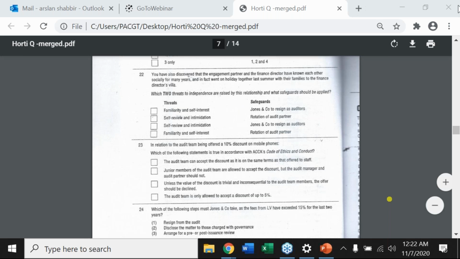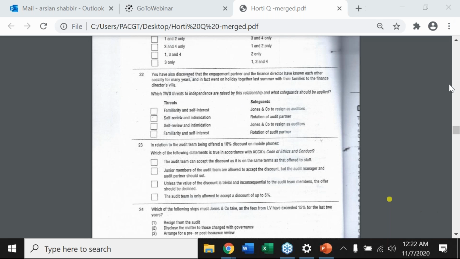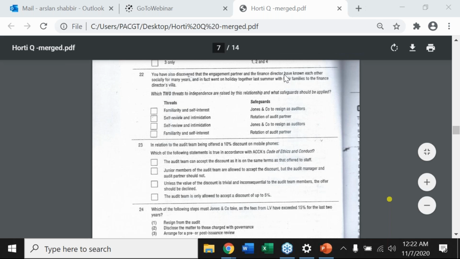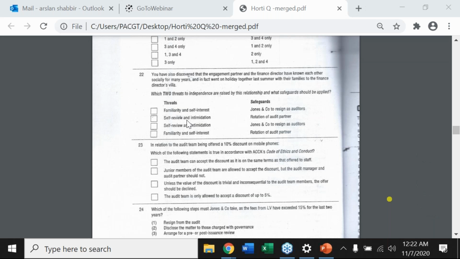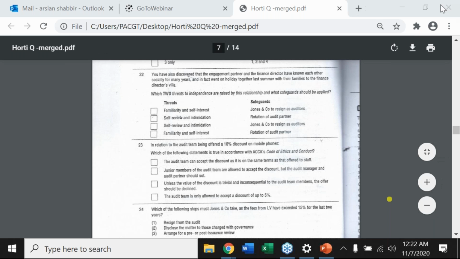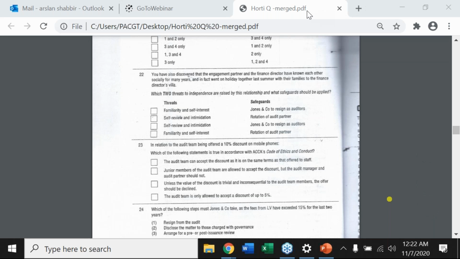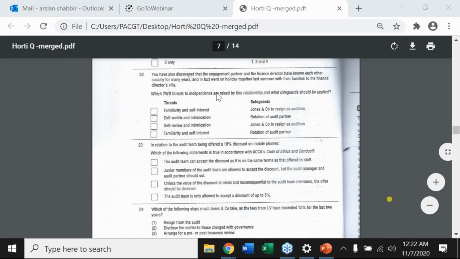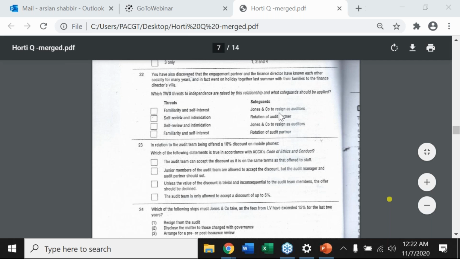Need your feedback. There is no intimidation threat. So options B and C need to be filtered out and excluded. Now you have to decide between familiarity and self-interest threat. Obviously, self-interest threat is first, and second is familiarity. So rotation of the audit partner, or resign as auditor.